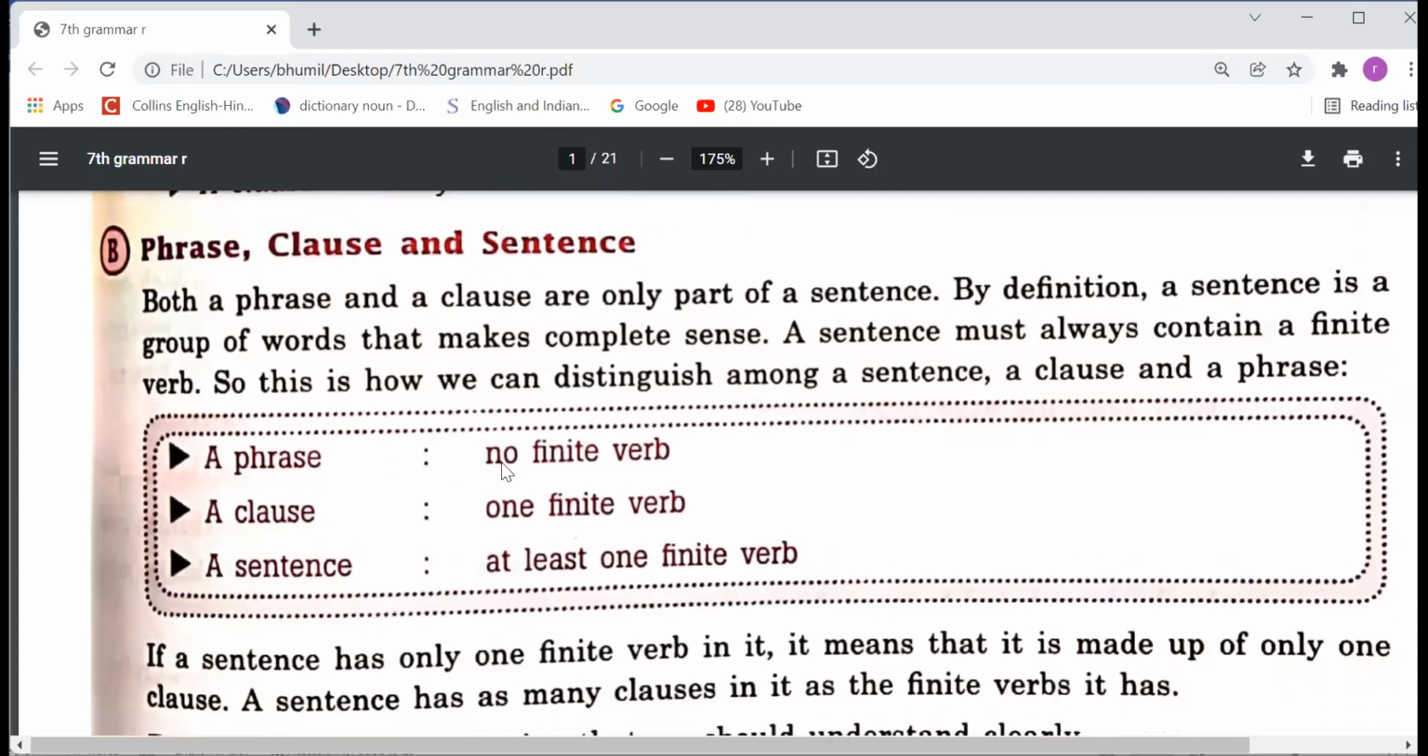A phrase: no finite verb. एक phrase में क्या होता है, कोई भी finite verb नहीं होती, कोई भी main verb नहीं होती. Finite verb we have discussed already. ऐसी verb जो subject के number से, person से या tense से change हो जाए, वो कहलाती है finite verb.